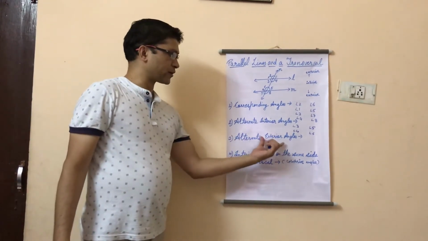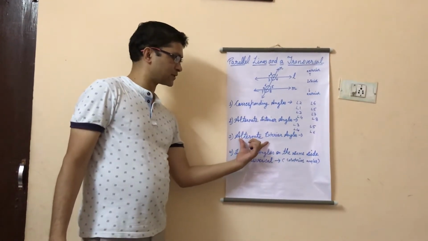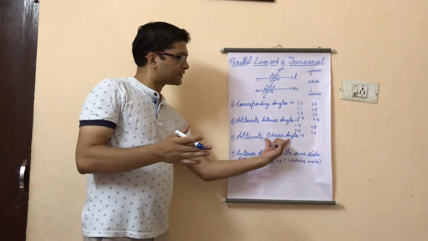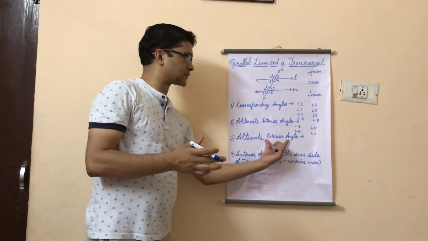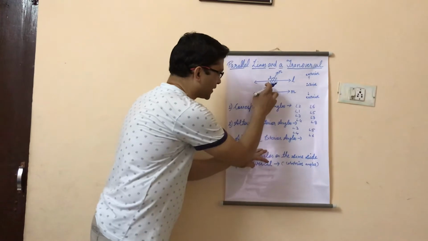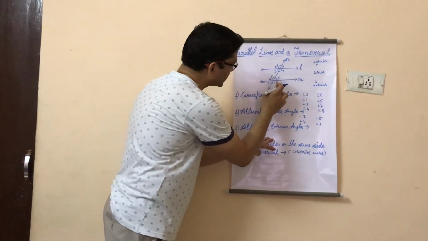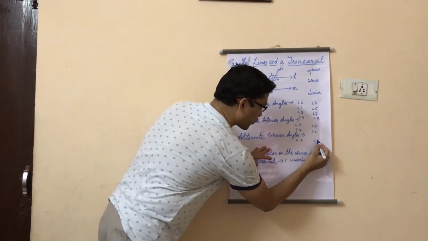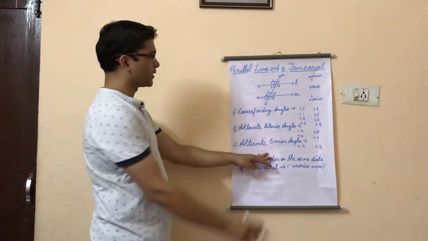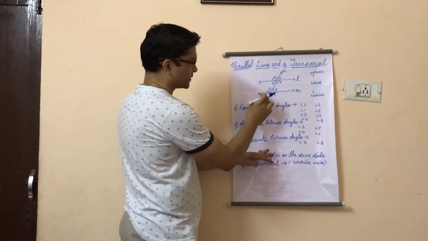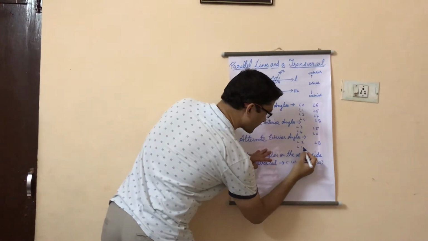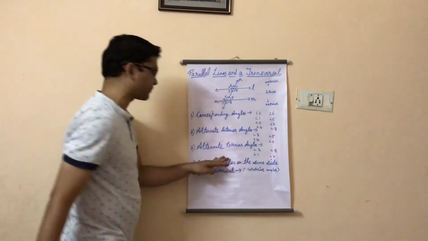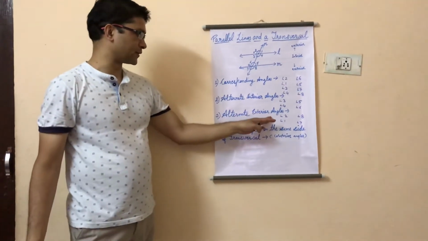Then the third category is alternate exterior angles. As the name suggests, alternate means they are formed on alternate sides of the transversal and they both are exterior angles. So this condition is fulfilled by angle 2 and 8. Angle 2 and angle 8 make one pair of alternate exterior angles, and angle 1 and angle 7. These two angles make the second pair of alternate exterior angles.